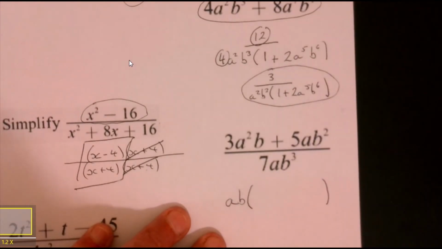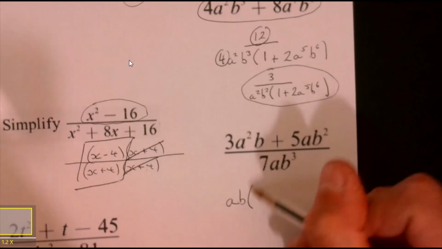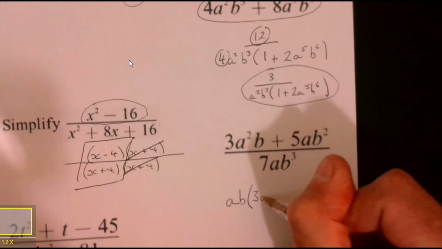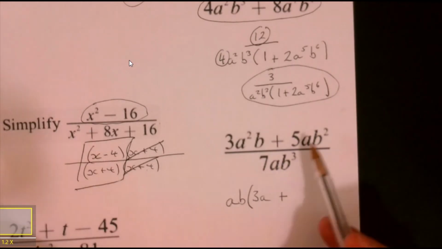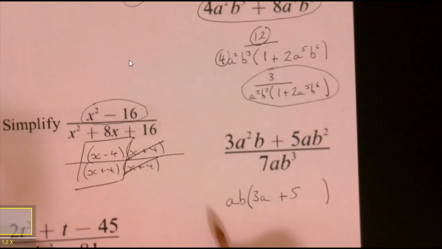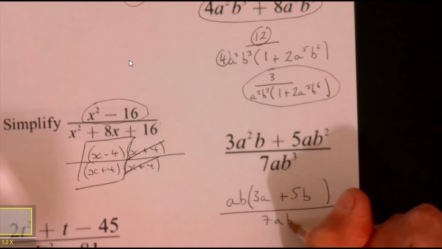Now all this is just tying up all the stuff that you've done so far. So what have we got left inside? We've got 3 and we've got one of the A's, plus, still got the 5. That A's gone outside. We still got one of the B's. And all of that is over 7AB cubed.